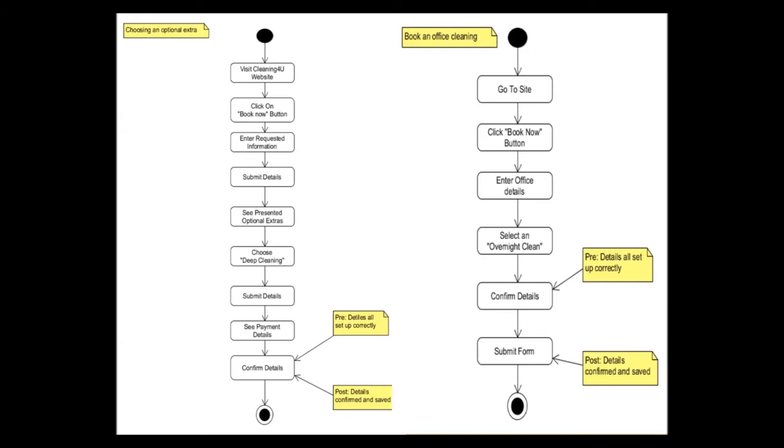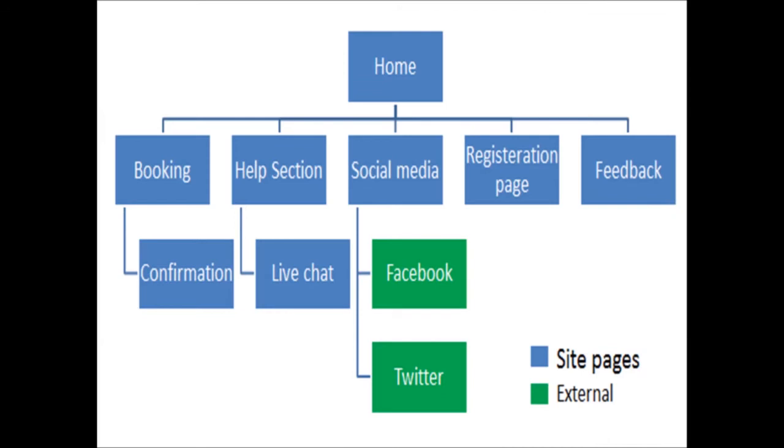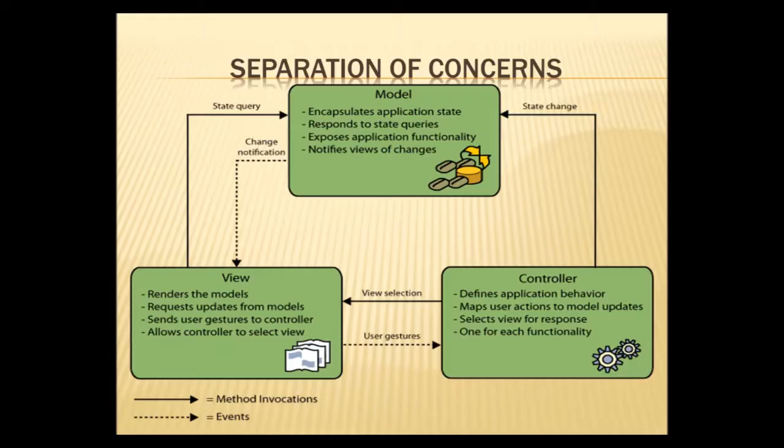Second, the elaboration of each use case to an activity diagram, considering the necessary pre- and post conditions to be met. Third, a neat sitemap. And last but not least, we had to make a decision for our architecture design pattern. We chose MVC to separate the presentation layer clearly.